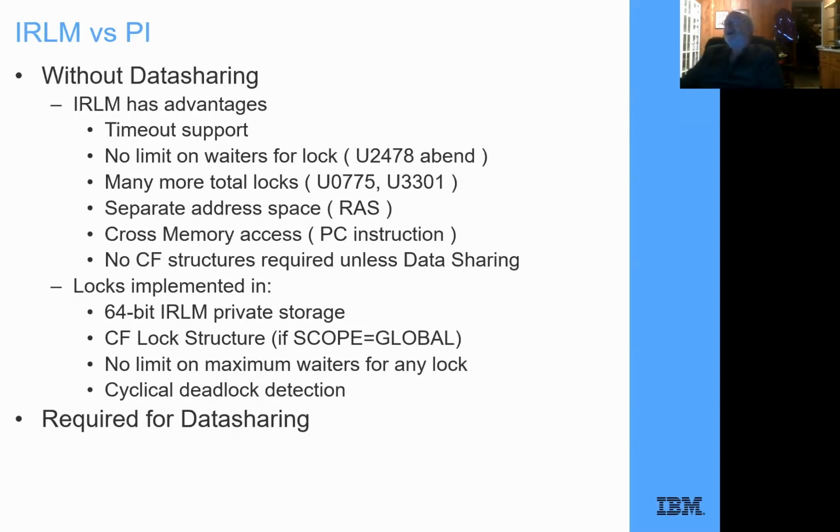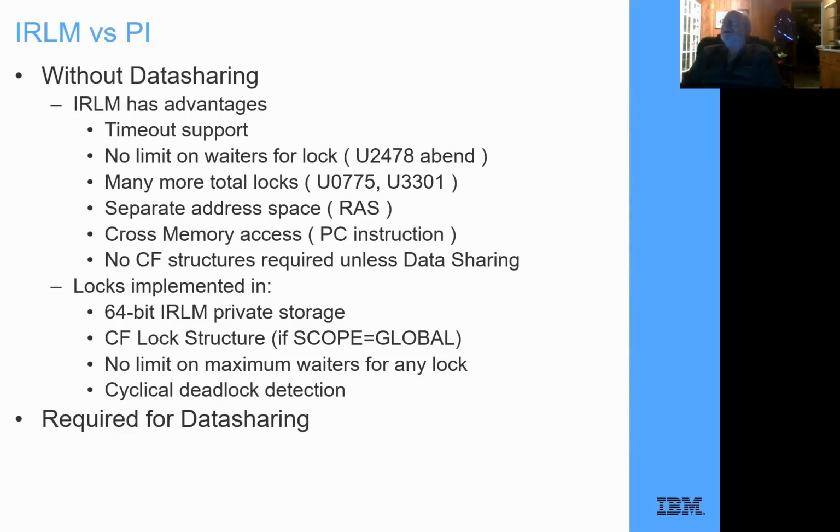So if you compare and contrast the two, without data sharing, IRLM has some advantages. It has timeout support. It doesn't have any limit on waiters for locks. If you think about it, in a very large system where you're running hundreds of message regions, it's perhaps not inconceivable that you might have 64 waiters for a single lock. That's possible with IRLM, not possible with PI. So IRLM is more of an industrial strength lock manager. It's more suitable for large systems, really. You can have many more total locks.